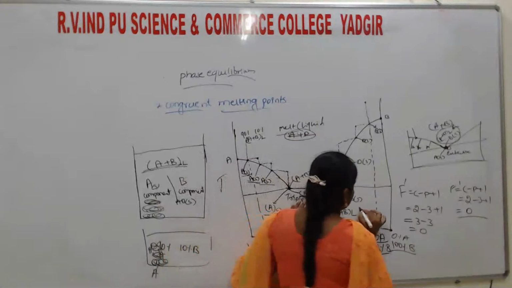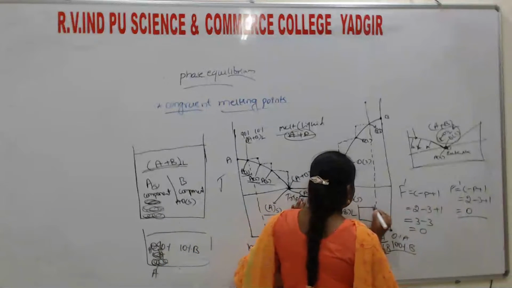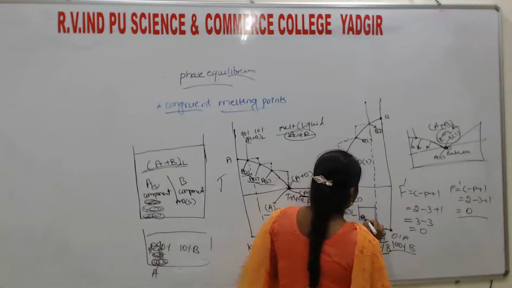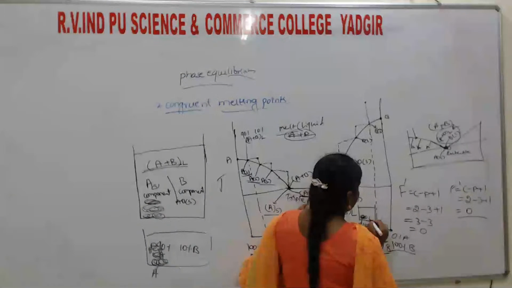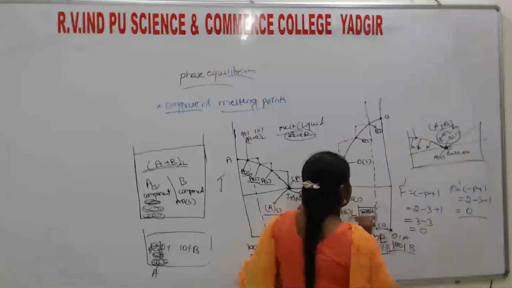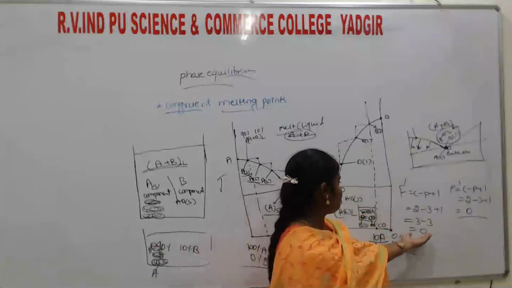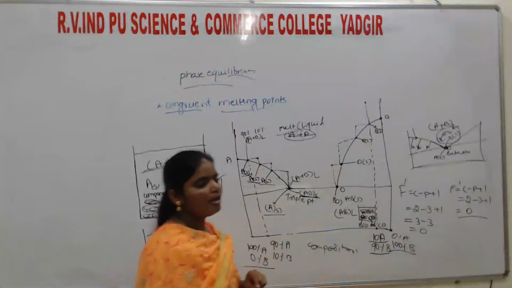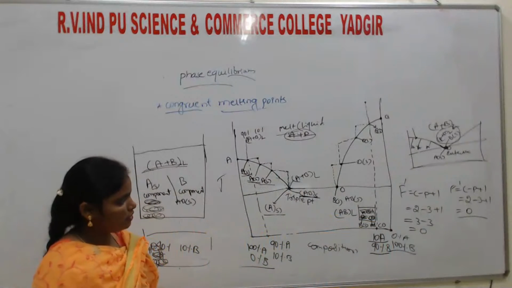You have understood here. This is a container, and here the presence of A: B is a solid, another is AB solid, and another is A plus B liquid. These two, and here the same. This is also a triple point. Here 3 minus 3, it is non-variant or invariant in nature.